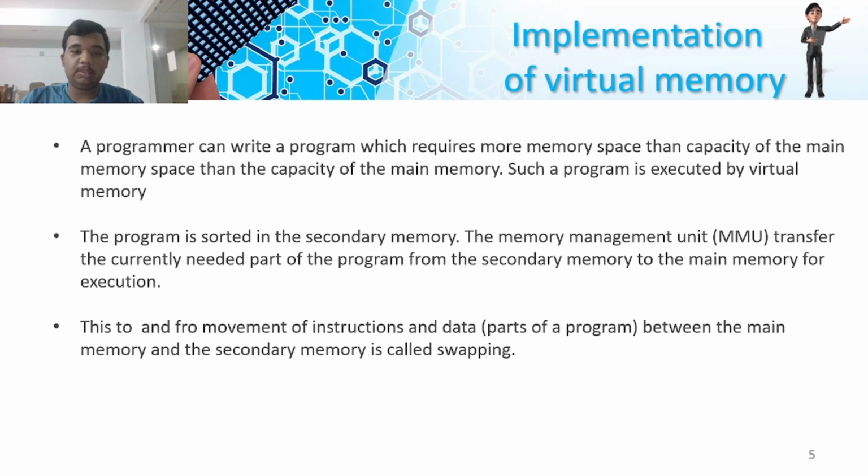Implementation of virtual memory. A programmer can write a program which requires more memory space than the capacity of the main memory. Such a program is executed by virtual memory. The program is stored in secondary memory. The memory management unit transfers the currently needed part of the program from the secondary memory to the main memory for execution. This is the implementation of virtual memory.